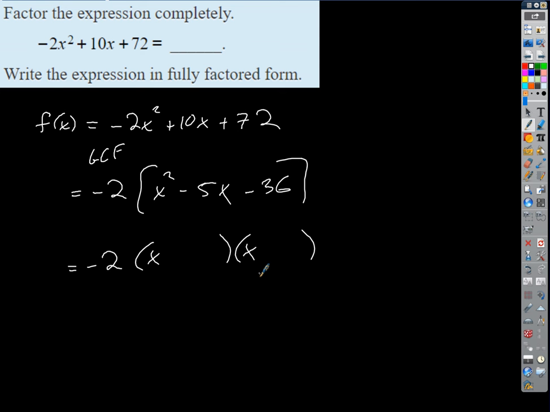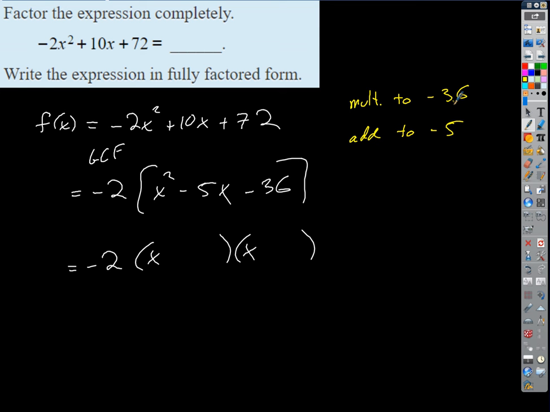Add to negative 5 and multiply to negative 36. Okay, so we got to find magic numbers that multiply to negative 36 and add to negative 5. So if they're going to multiply to a negative, what would the signs of the two numbers need to be? One positive, one negative. Good.